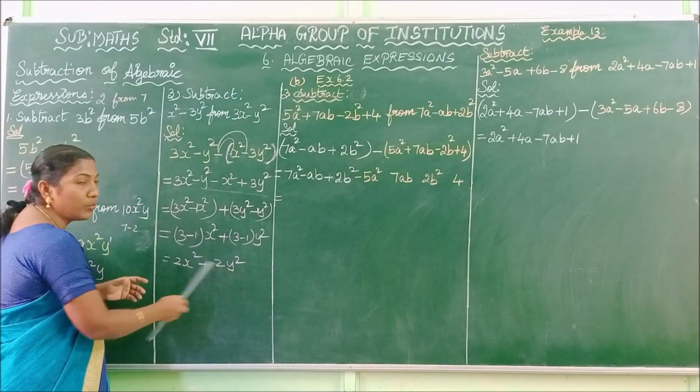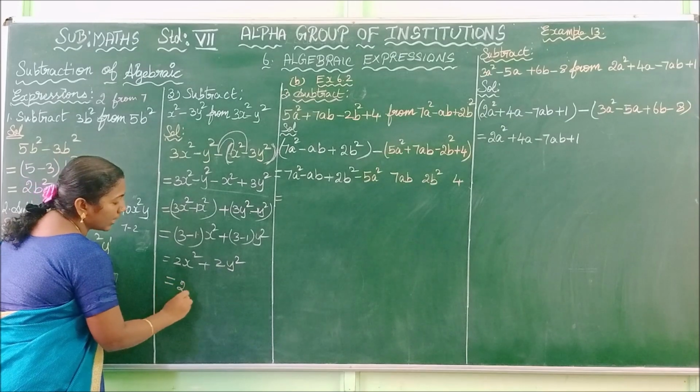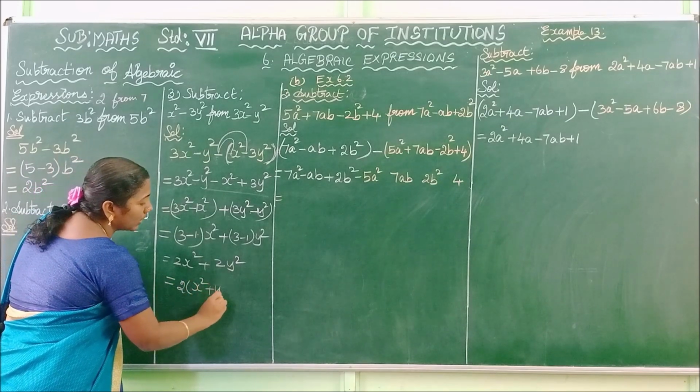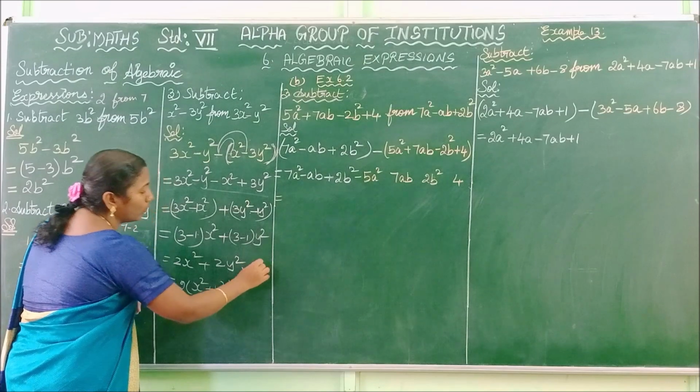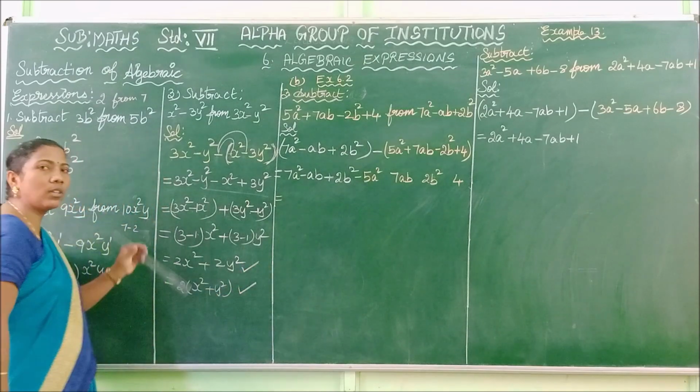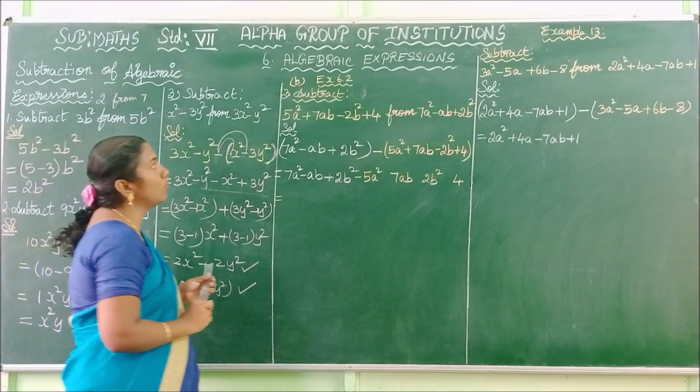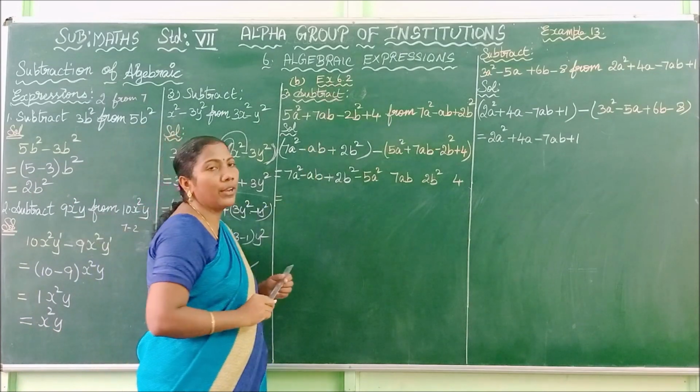Since they have the same constant, we can also take it outside: 2 into x square plus y square. You can also stop up to this step. You can also write up to this step. Both are correct. Okay. Next we are going to do a sum from exercise 6.2.